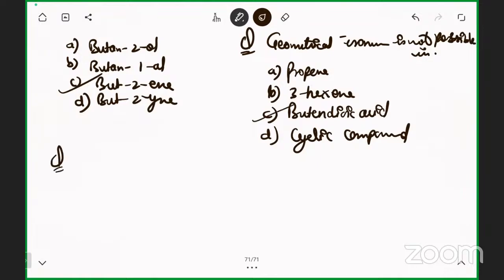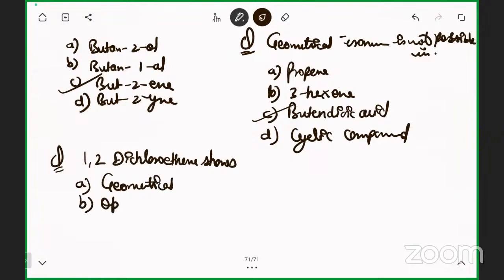Okay. One more question. 1,2-dichloroethene shows A, geometrical, B, optical, C, ring chain, D, resonance. So it's geometrical isomers. It's only geometrical.